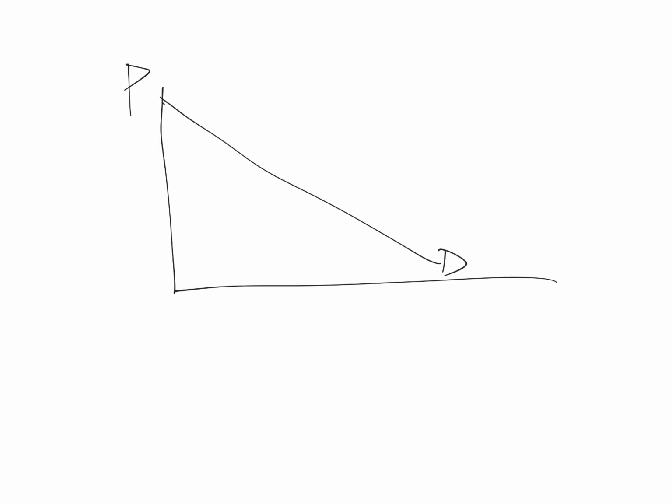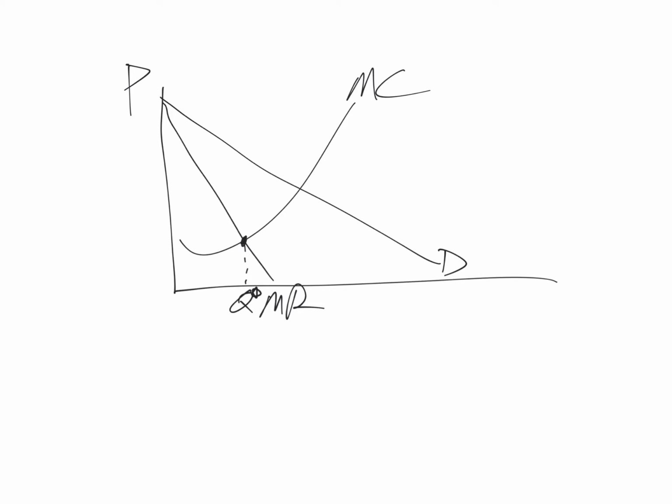Last time we looked at the monopoly, and here is the monopoly demand curve, here's the marginal revenue curve, and here's the marginal cost curve. And we saw that the monopolist, just like a perfect competitor, will produce at the output where marginal revenue equals marginal cost. Right there. Here's marginal cost, here's marginal revenue. Bang. That's how much they're going to produce.